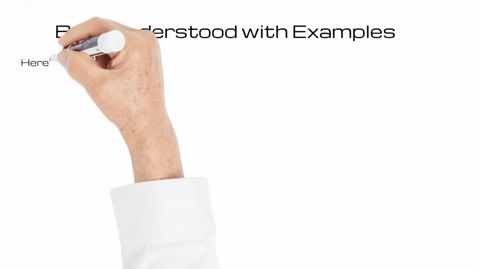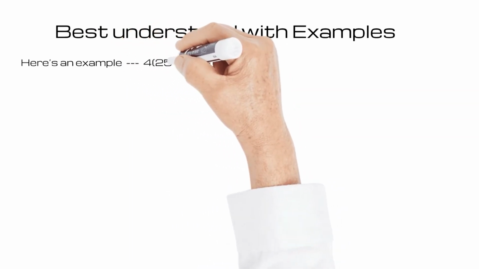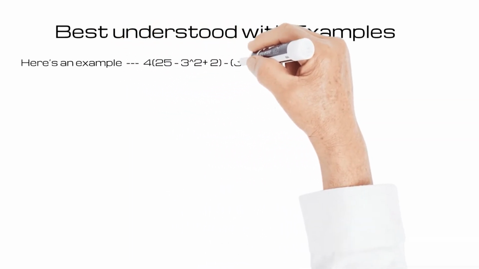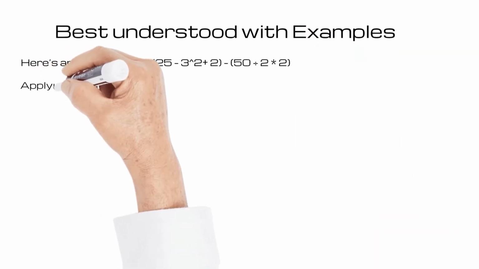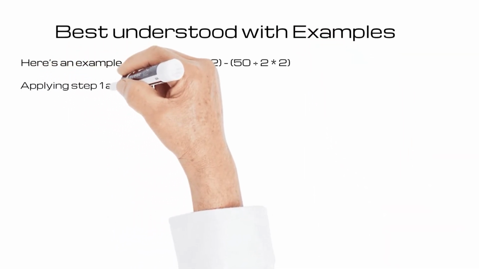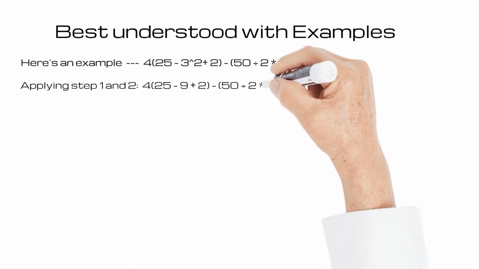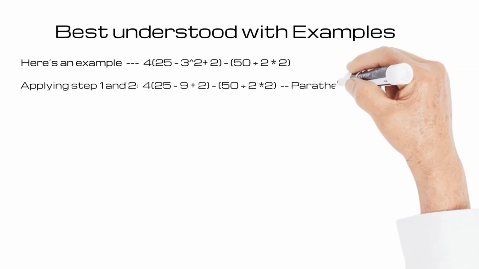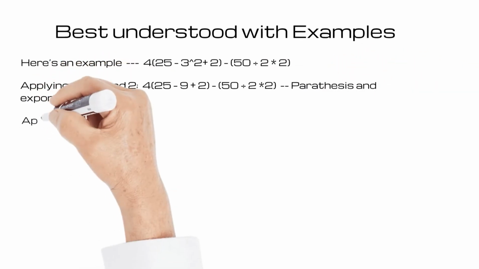Here's an example: 4 multiplied by, in parenthesis 25 subtract 3 to the power of 2 add 2, then subtract, in parenthesis 50 divided by 2 multiplied by 2. Applying step 1 and 2 we get 4 multiplied by, in parenthesis 25 subtract 9 add 2 subtract, in parentheses 50 divided by 2 multiplied by 2 using parenthesis and exponent rule.